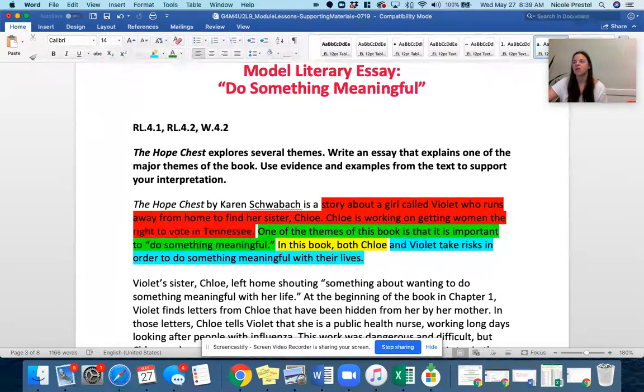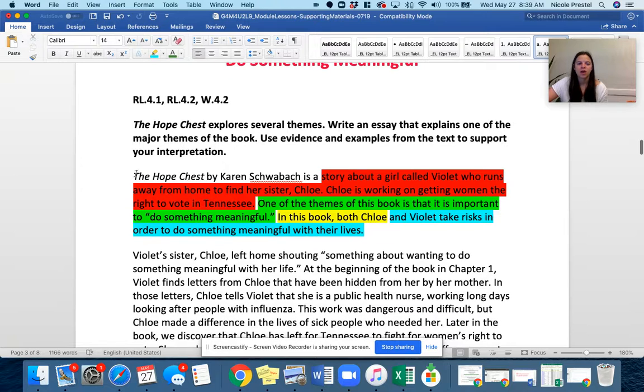All right, so what is this very first part of this essay about? Okay, so yes, it's like an overview, kind of a little summary, a little short gist of the Hope Chest. Okay, so remember, we start by introducing the text, and then we do a short gist.